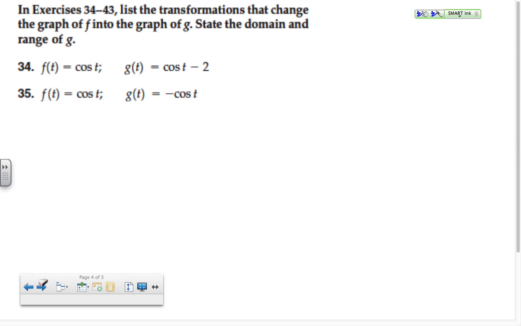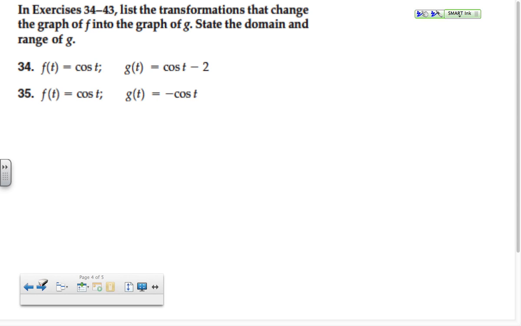All right, so this one says list the transformations that change the graph of f into the graph of g and state the domain and range. Now we haven't talked a whole lot about domain and range, but I think it's important that we do discuss this, okay? Domain and range of sine and cosine functions are absurdly simple. Tangent's a little more complicated, all right?